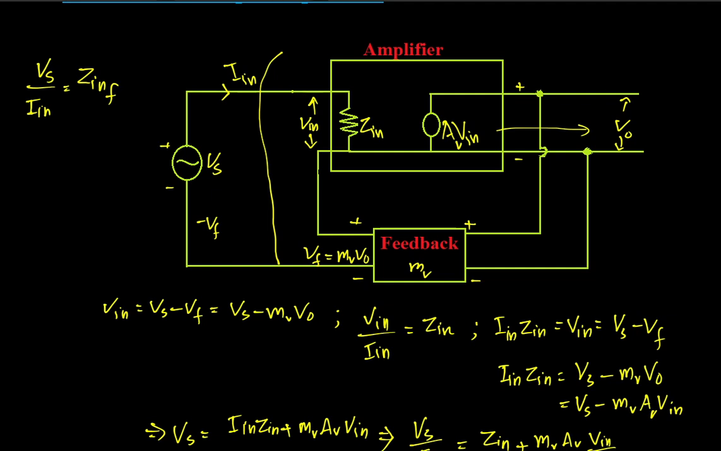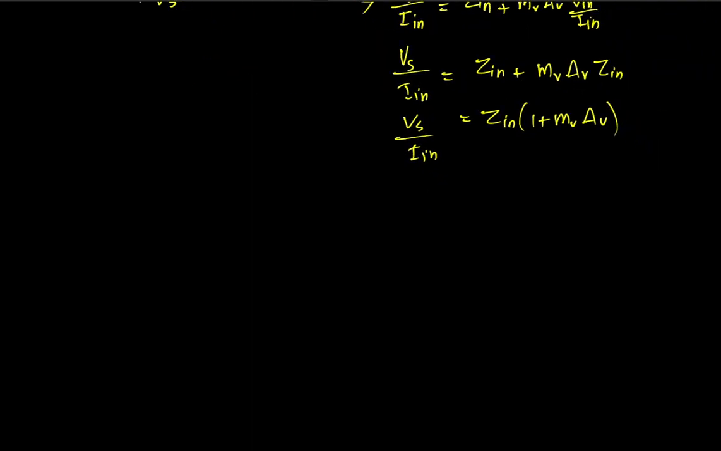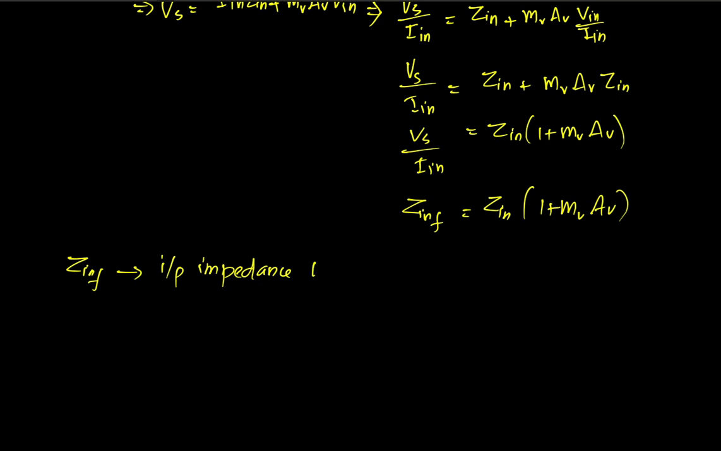So we can write this Vs by Iin as Zin(F), that represents the input impedance of the circuit with feedback, and is equal to Zin into 1 plus Mv Av, where Zin(F) represents the input impedance with feedback, and Zin represents the input impedance of the amplifier without feedback.